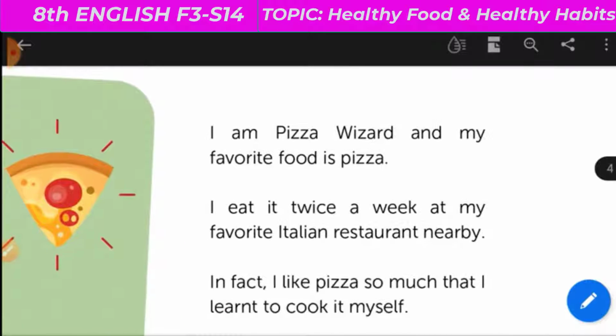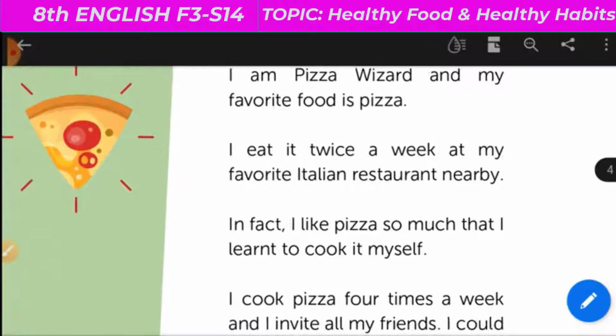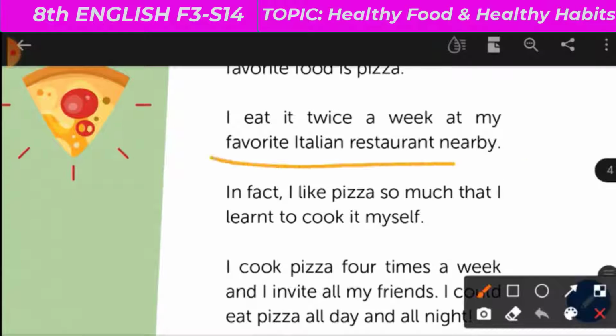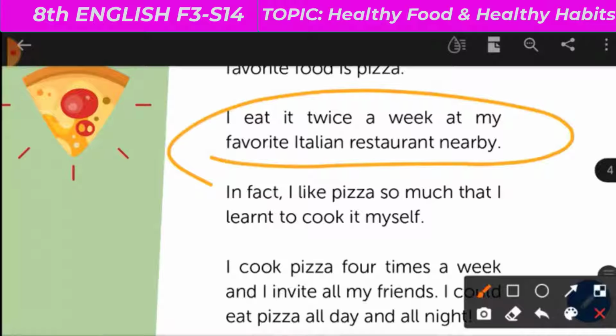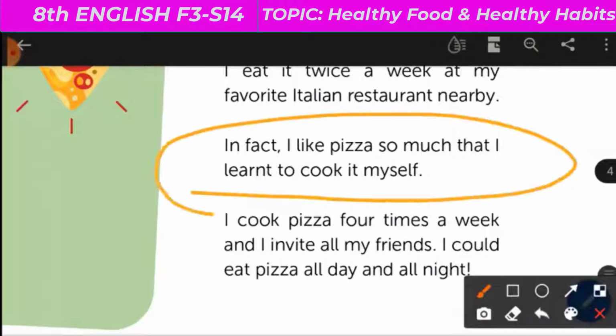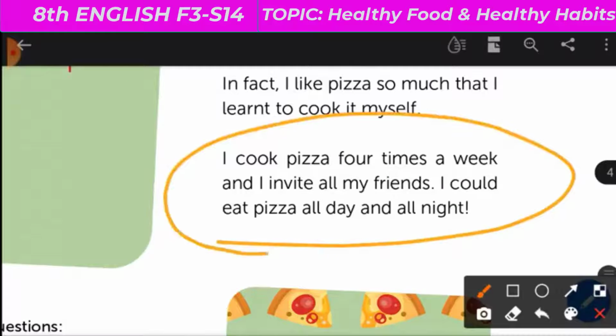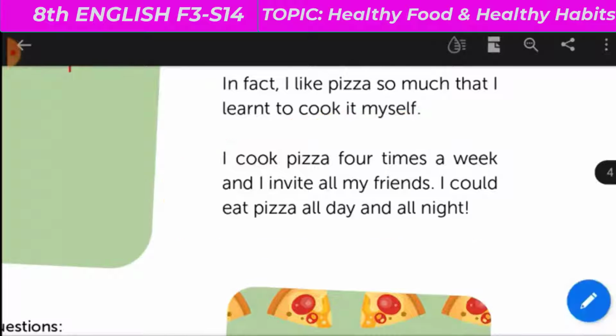I am Pizza Wizard and my favorite food is pizza. I eat it twice a week at my favorite Italian restaurant nearby. In fact, I like pizza so much that I learned to cook it myself. I cook pizza 4 times a week and I invite all my friends. I could eat pizza all day and all night.